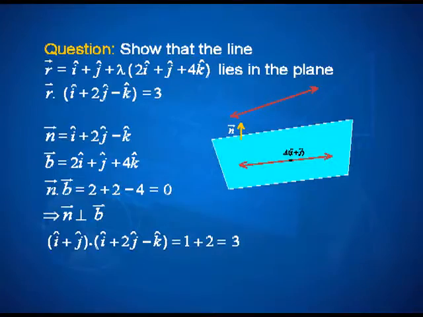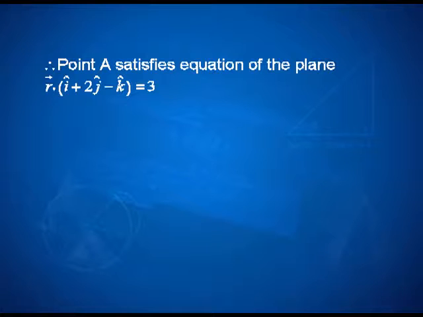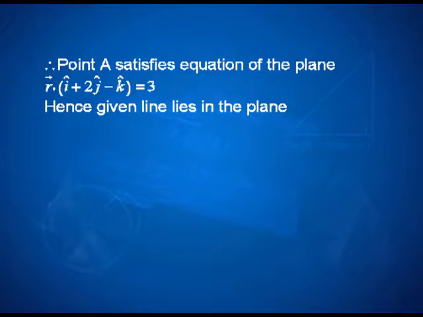So, further, if I take the point i plus j cap, which is lying on the line, and replace it in the equation of the plane, I get again the dot product turning out to be 3. That confirms that the point of the line is also a point of the plane, and therefore, the given line lies in the plane.